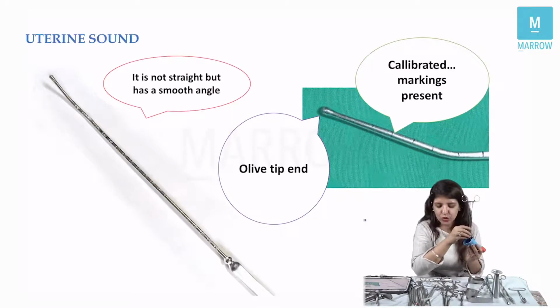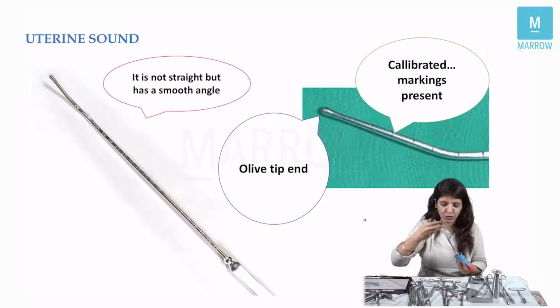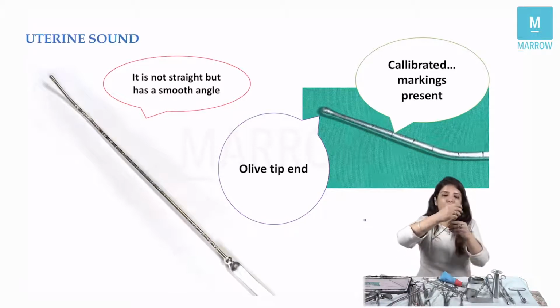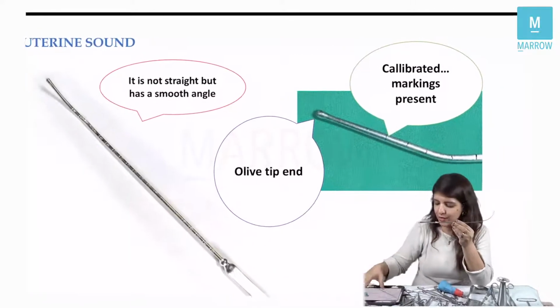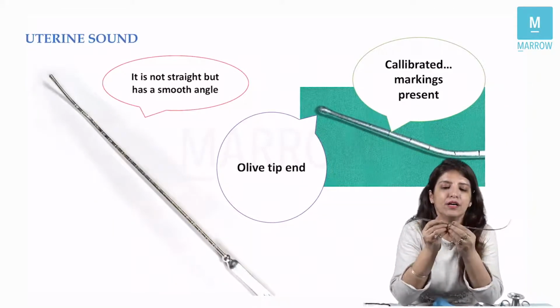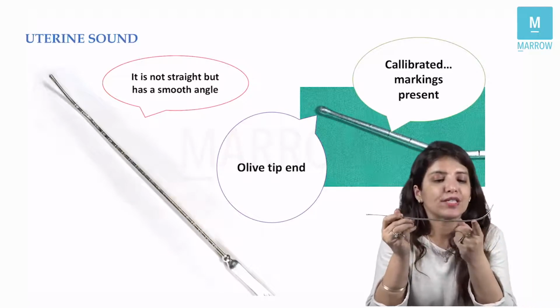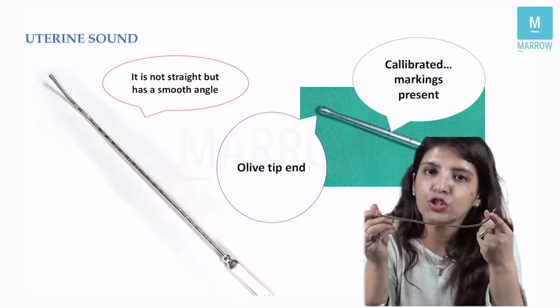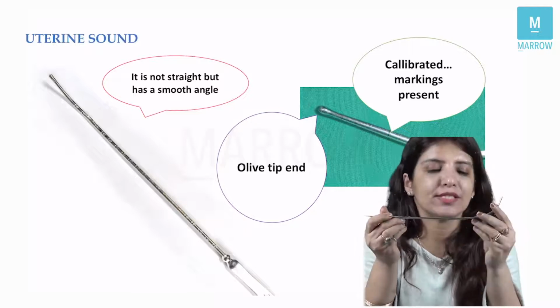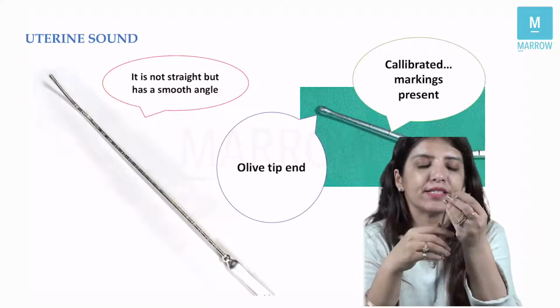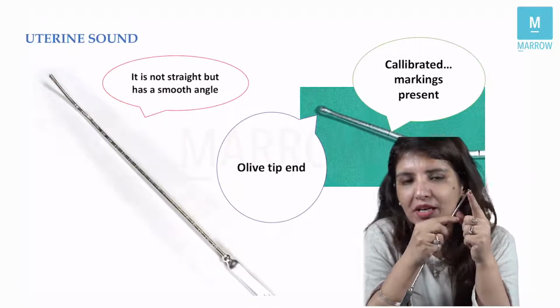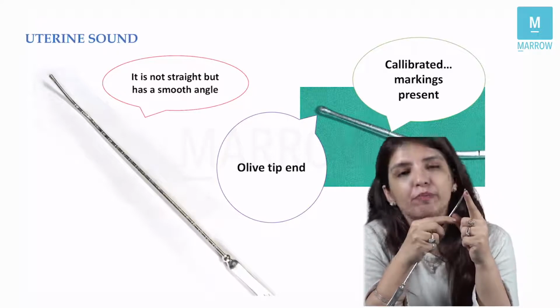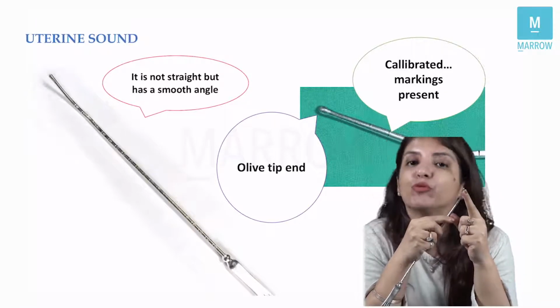And for that purpose, we use a uterine sound. So this over here is a uterine sound. If you look at a uterine sound, you will see that it is a metal tube which is angulated. The angle is pronounced, but it is very smooth, right? It has a round tip which has a special name, called the olive tip. The purpose of this olive tip is that it prevents perforation.